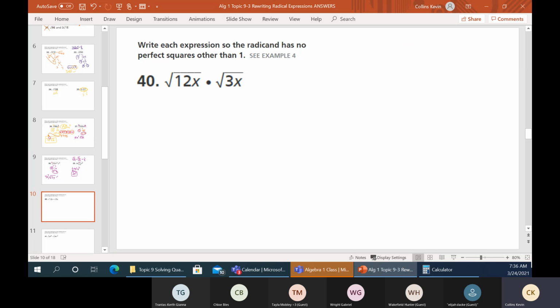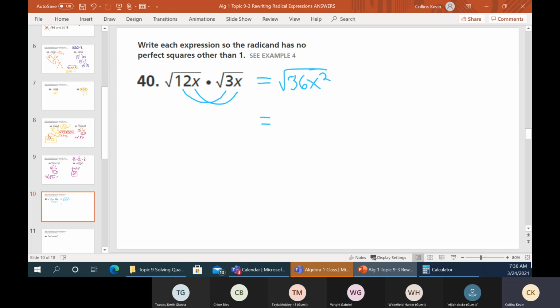Okay, what's going on here? They're multiplying. Guess what? Ain't no thing. You can turn this into 1 square root just by multiplying the stuff together. So 12 times 3 is 36. Okay. X to the first and x to the first is x to the second. Cool.